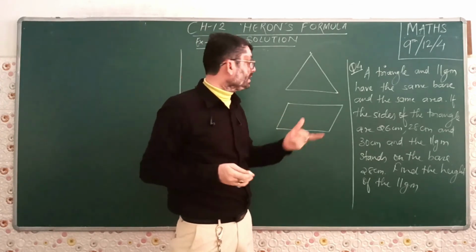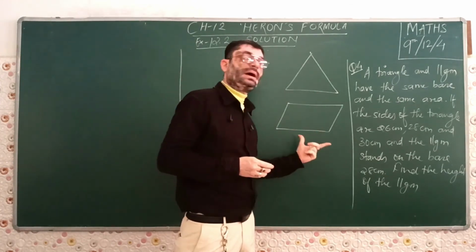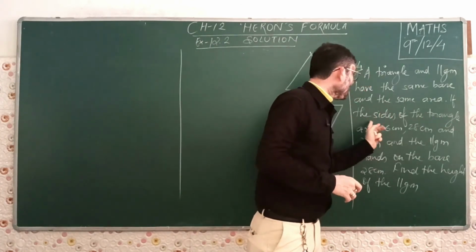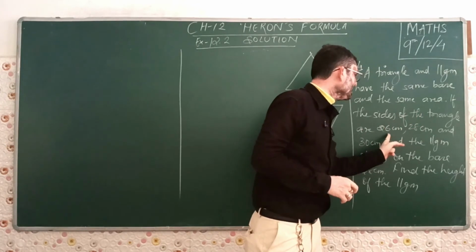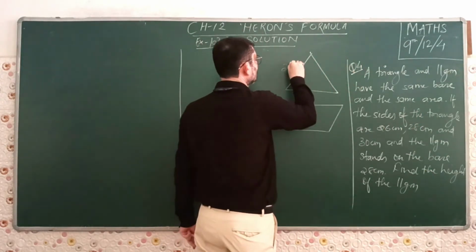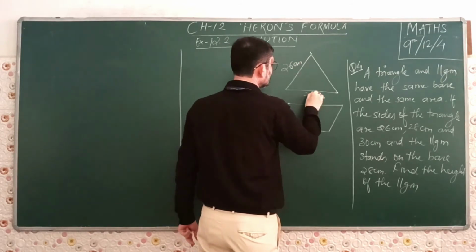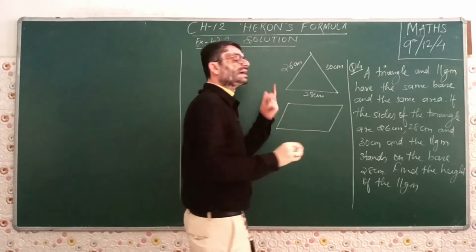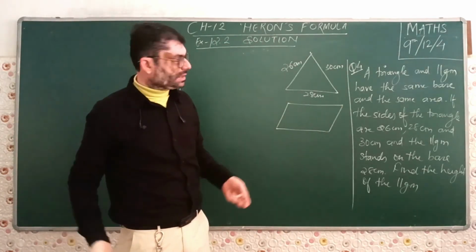That means the measurement of the base of the triangle and the base of the parallelogram is same. Let us move on further. Which side is same? If the sides of the triangle are 26 cm, 28 cm and 30 cm. Suppose the side is 26 cm, this is 28 cm and this is 30 cm. These are the 3 sides of the triangle that is given to us.